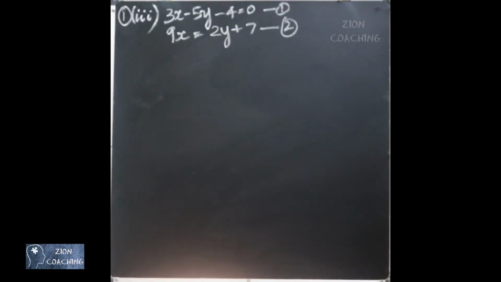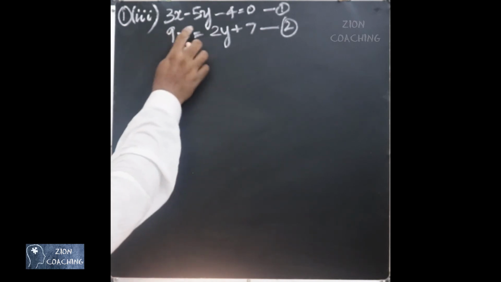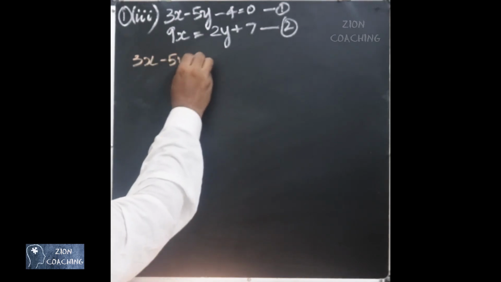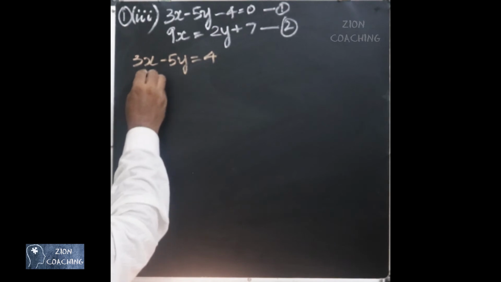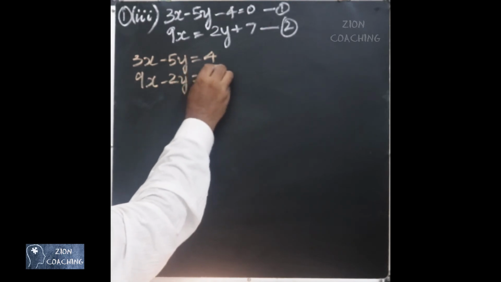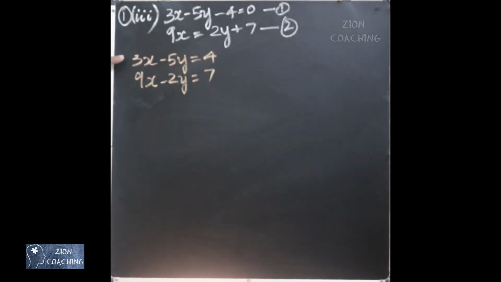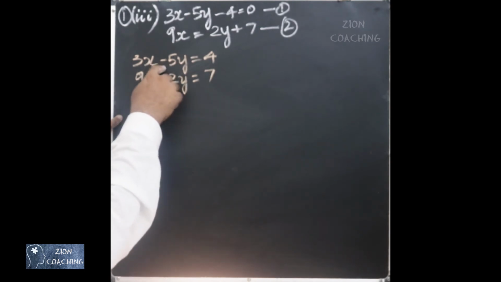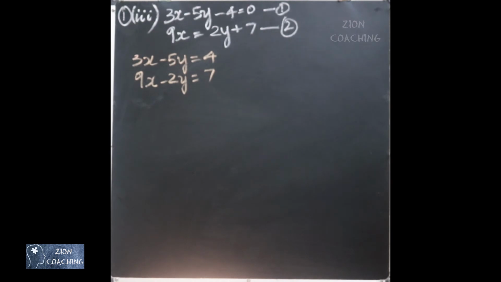Two equations are given: 3x minus 5y minus 4 equal to 0, and 9x is equal to 2y plus 7. Now first we will write them in the general form. 3x minus 5y equal to 4. And the second equation is 9x minus 2y equal to 7. Now you see that the coefficients are having positive symbols in both equations. So in this case you can take your own choice.